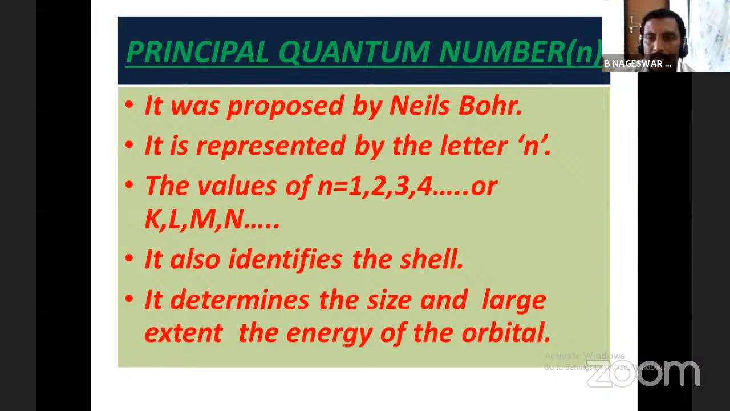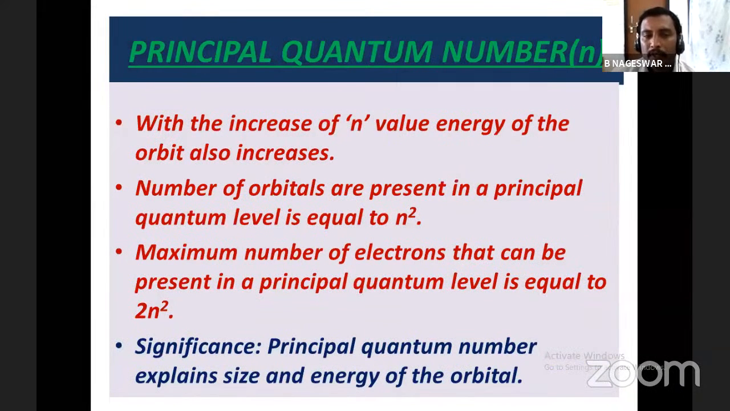It can be represented with the letter small n. The values of small n are 1, 2, 3, 4 or K, L, M, N. These letters or numbers indicate the shell. Next, principal quantum number determines the size and to a large extent the energy of the orbital. Next, children, suppose we take the numbers 1, 2, 3, 4. That means the value increases with the increase of n value.